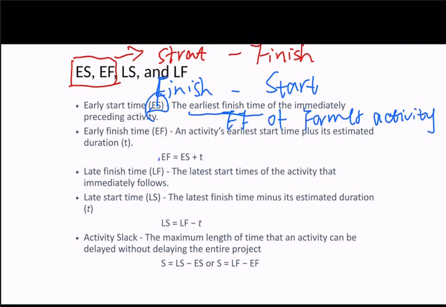And the EF equals the ES plus T. The LF is the finish time, so this is the latest finish time for the activity, and the LS will be LF minus T. The T is the estimated time for an activity.